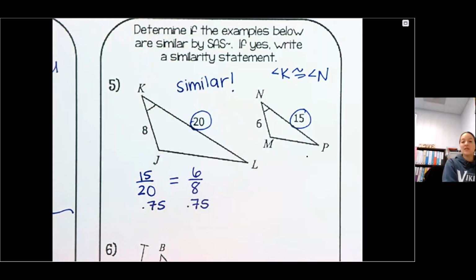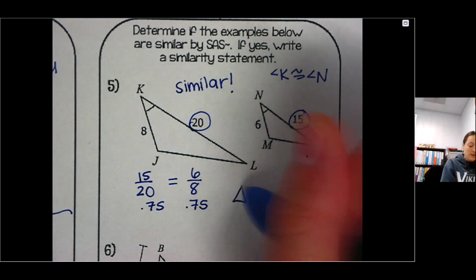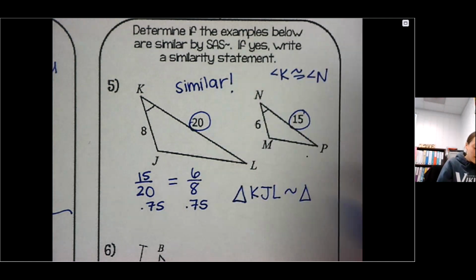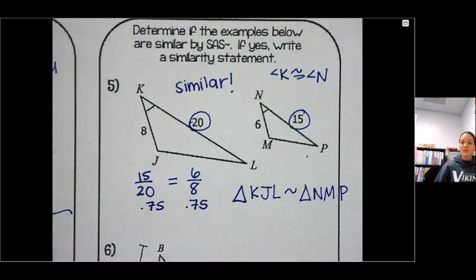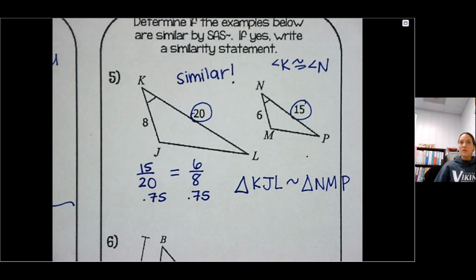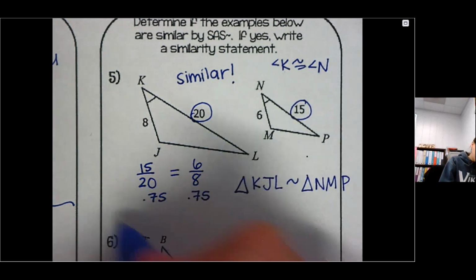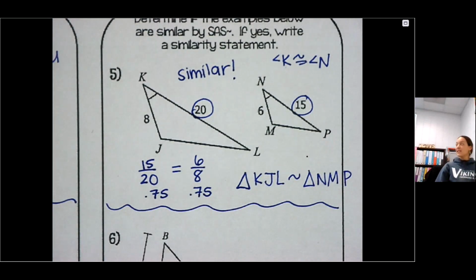Okay. Who wants to try the sentence? Triangle what is similar to triangle what? KJL is similar to triangle what? NMP. Good job. Perfect. Correct. You just have to say that there's one angle that's marked as the same in both. Yeah, you don't have to actually do anything with them. Exactly. Okay, can you try number 6 then on your own?